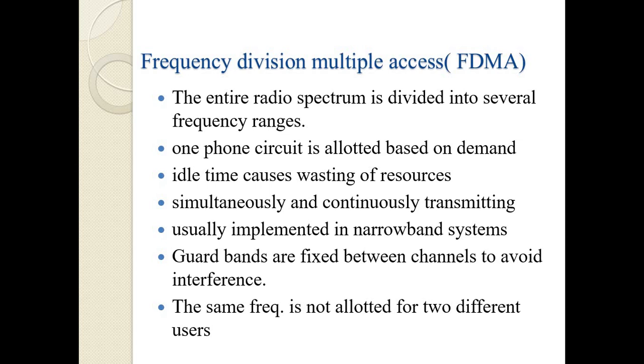Since it is simultaneous and continuous, both the transmitter and the receiver will be active at the same time, so we need duplexers. A duplexer is needed for this type of communication. This FDMA is usually implemented in narrowband systems.